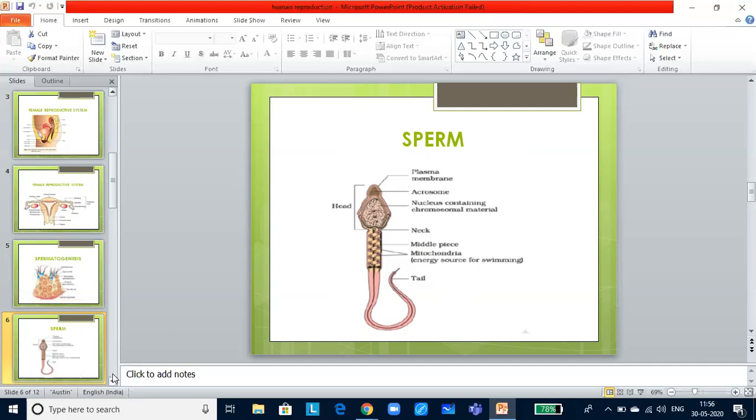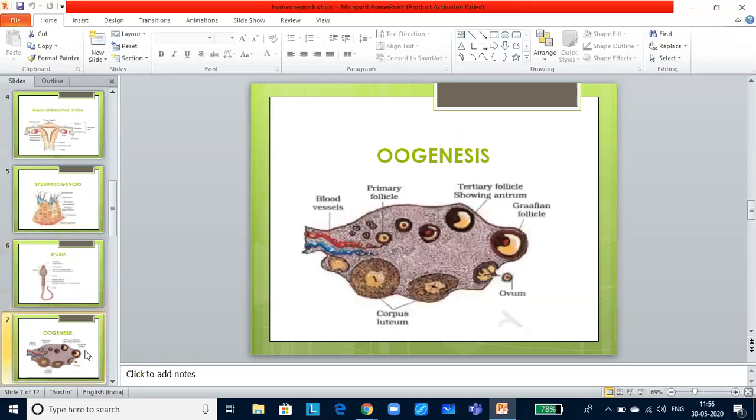Now, let us look into oogenesis. The process of formation of the mature female gamete is called oogenesis. It starts during the embryonic stage. It is not that it starts late just like in males, but oogenesis starts right from the embryonic stage when millions of oogonia are formed in each fetal ovary.